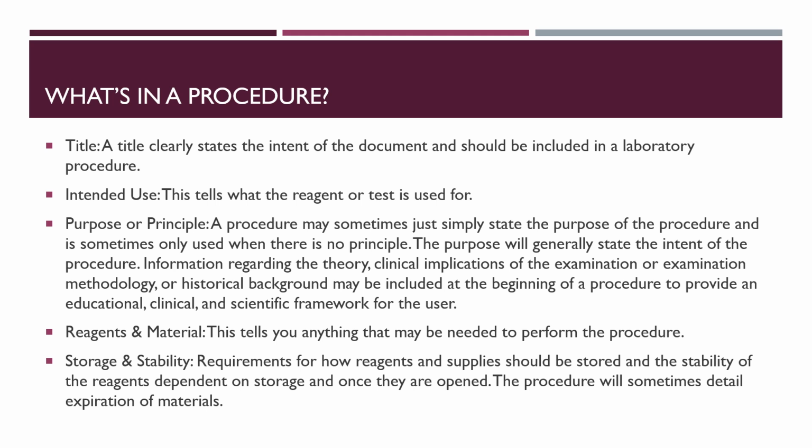It also includes the intended use, and this tells what that particular reagent or test kit is used for. So maybe it's a urine HCG and it's used for the detection of the HCG hormone within a urine sample. Then the purpose or principle. In a procedure, you may hear it referred to as purpose or principle, but it simply states why you're doing the procedure. What it does is it says, what's your intent of this procedure? It gives you a little bit about the theory, if there are any clinical implications to it.